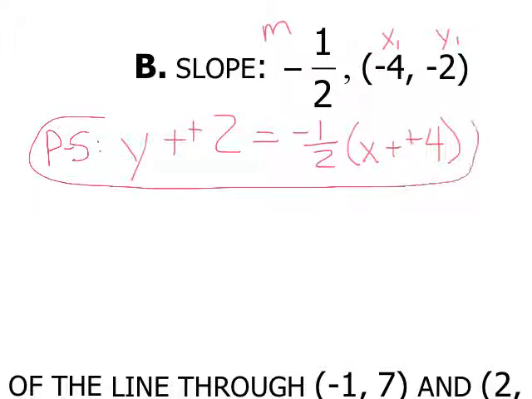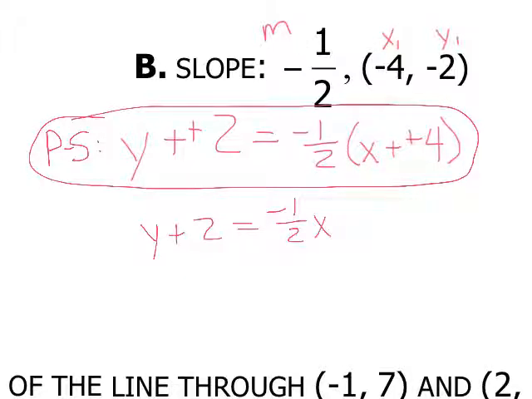But remember, most of my final answers will be in slope-intercept, so I distribute. So I have y plus 2 equals negative 1/2 times x, which is negative 1/2 x. Negative 1/2 times 4 would be negative. Well, let me just show this.